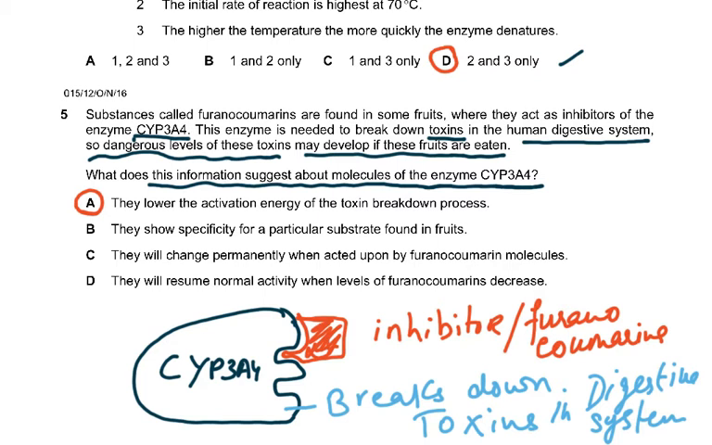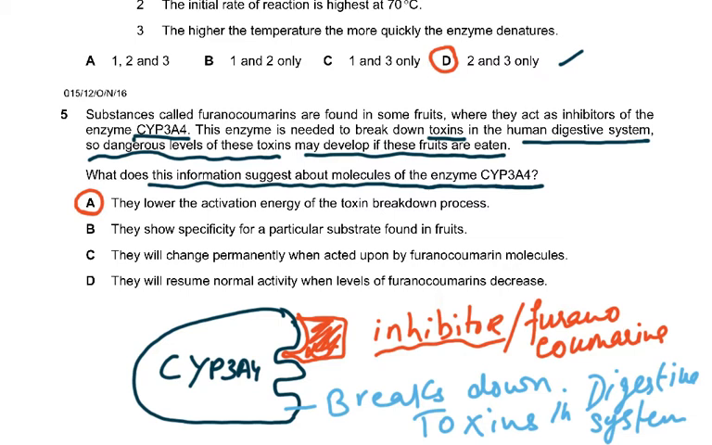The furanocoumarins are found in fruits, and they act as inhibitors of the enzyme CYP3A4. Now, this enzyme is needed to break down toxins in the human digestive system. So basically, God has given this to us as an enzyme to break down the toxins. So dangerous levels of these toxins may develop if these fruits are eaten. If you add these fruits, the fruits contain the inhibitor, so the toxins are not going to be broken down, and the toxins will increase in the system.